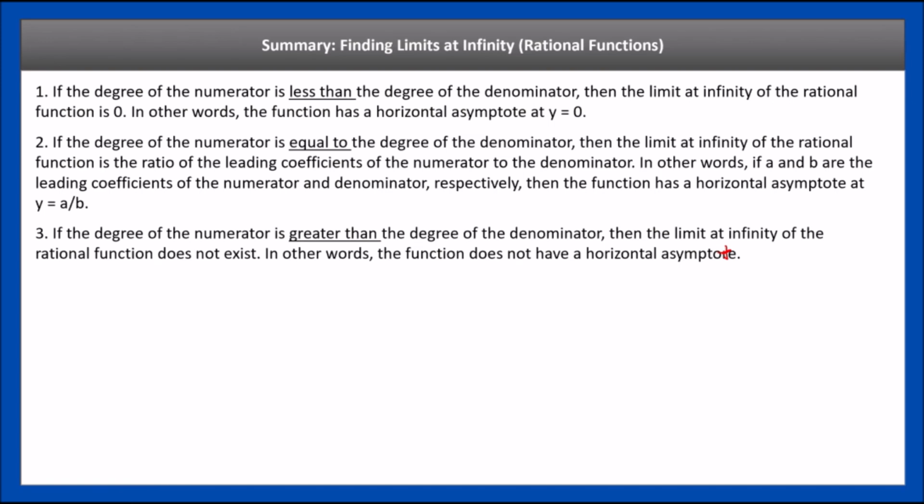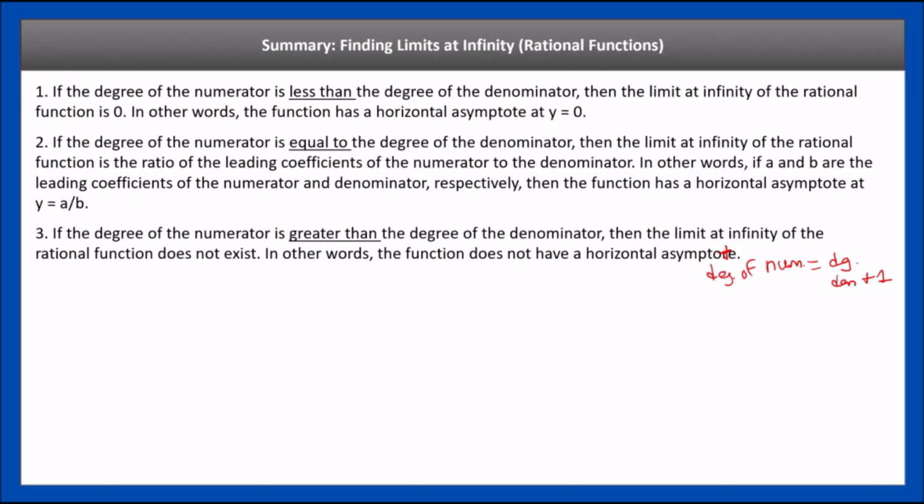However, if the degree of the numerator is 1 greater than the denominator, that is, the degree of the numerator is equal to the degree of the denominator plus 1, so it's a difference of 1, meaning the degree of the numerator is 3 and the denominator is 2, for example, then we can see that there is no horizontal asymptote, but there will be a slant asymptote, as we've shown in the previous example when we did the long division.